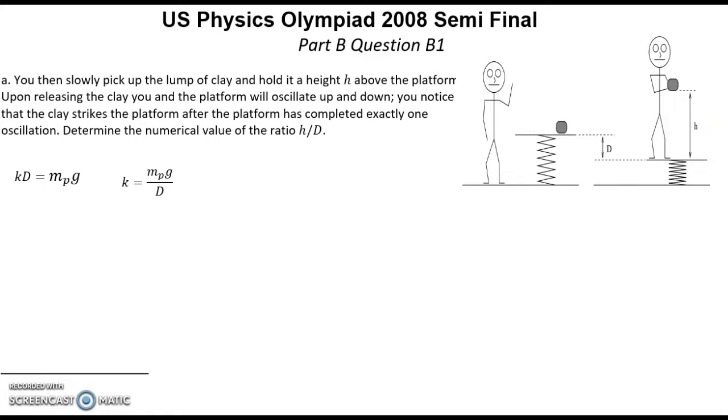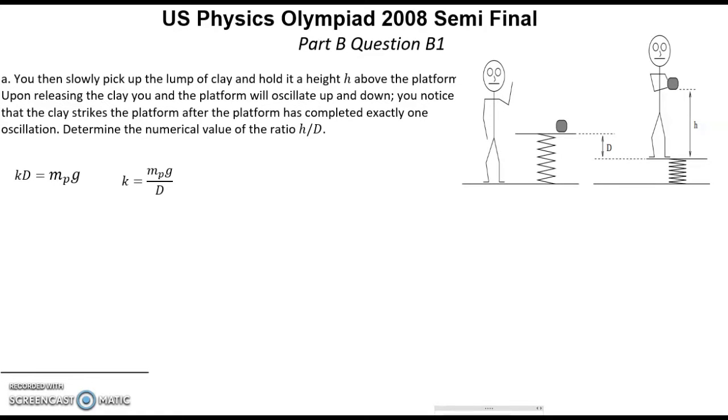Second thing, because we already know this equation, we can find what omega is for this oscillation. That will be square root of k over mp. And now we can find the full period for this oscillation. This is the expression for the full period.